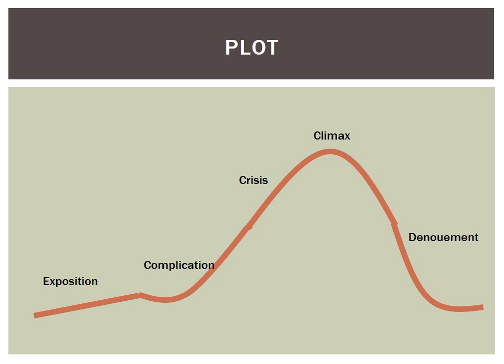So that's a very basic kind of schematic drawing of plot. And those 5 terms are terms that you'll probably hear me use, and that I'll ask you to use as you look through the next stories in the novel that we look at. Exposition, complication, crisis, climax, and denouement.